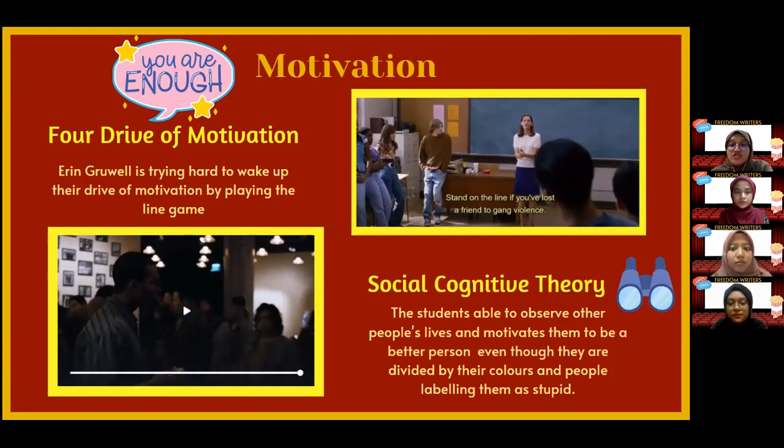They watch as the children suffer from war. It connects with the theory that we learned. Students get to observe the lives of children and how they try to stay alive during the war. The students here motivate themselves to be better people so they can get out of the fact that even though they are divided by their colors and people labeling them as stupid, they still can graduate from school. So next slide.